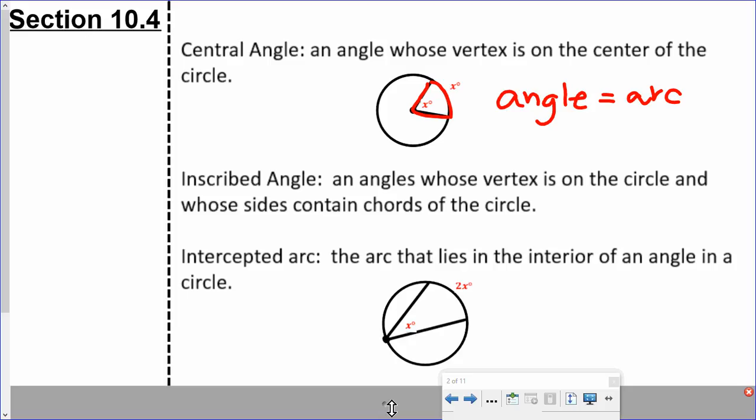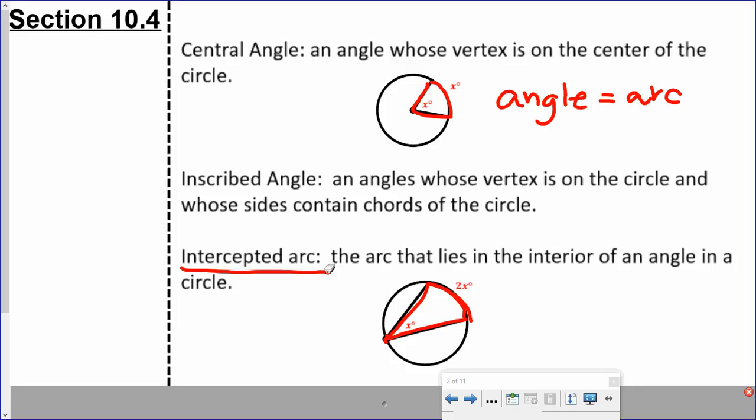What we call the intercepted arc is the arc that lies in the interior of an angle in a circle. So this arc right here is the intercepted arc of this inscribed angle. So this pie piece looks way different. This would not be a way that you would cut a pie. So I don't like to say pie piece when it looks like this. So when you have an inscribed angle where the vertex is on the circle like this, then when you follow the sides, the arc that goes with it is the arc that's inside, and we call that the intercepted arc.